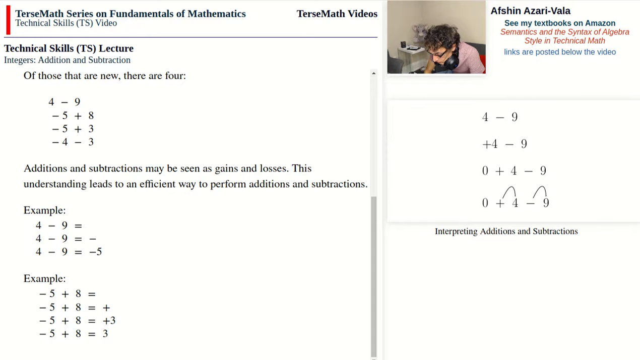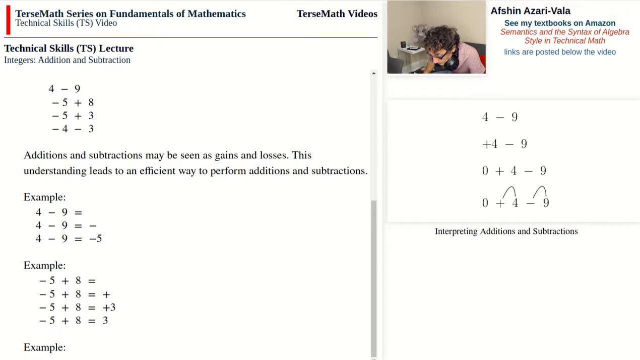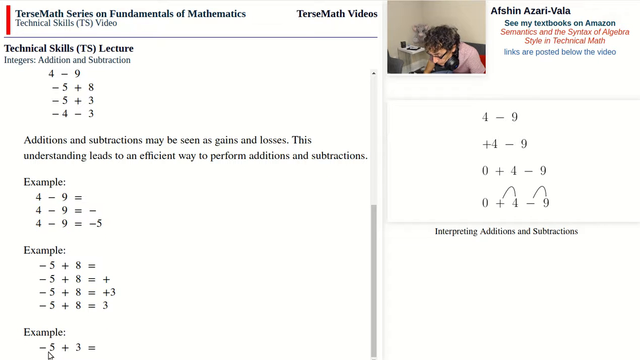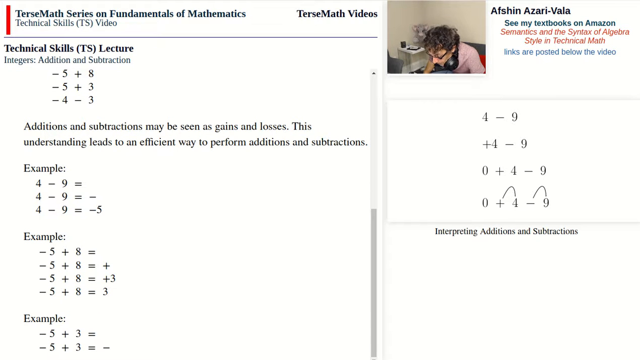We can of course drop the positive sign and just put down 3. Now the third problem above is a loss of 5 followed by a gain of 3, and because the loss is larger than the gain, we will have a negative answer to this. And again, because there are two opposite things happening, to find the size of it, we subtract 3 from 5 to get 2, and the answer becomes negative 2.